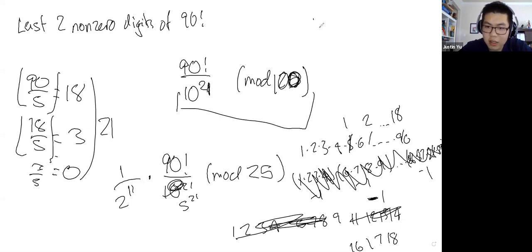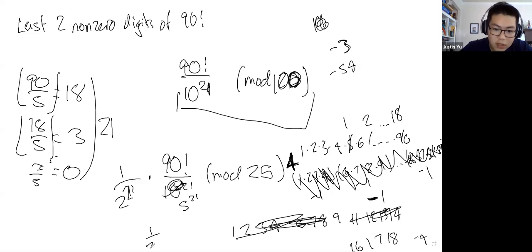Well, let's figure it out. 16 times 17 is 272, so that's going to be -3 mod 25. Times 18, -54, so that's -4. So this entire thing is just 4. But we still have to divide by 2 to the 21. So we get that this entire product is 1 over 2 to the 19.